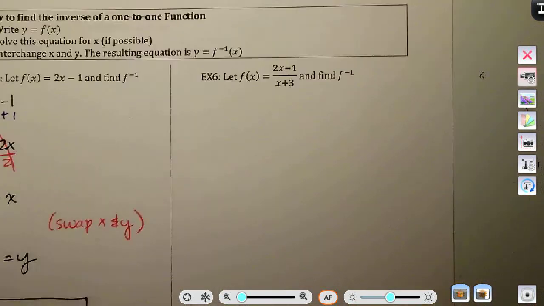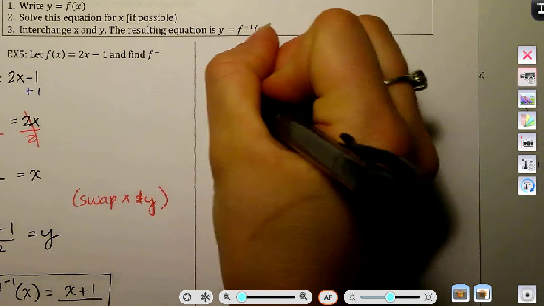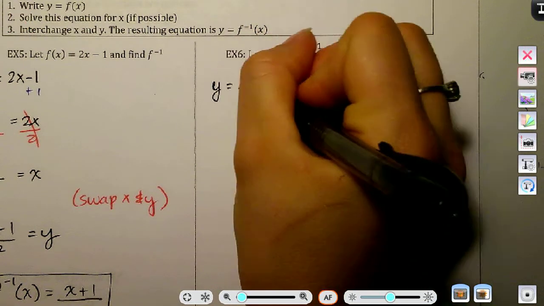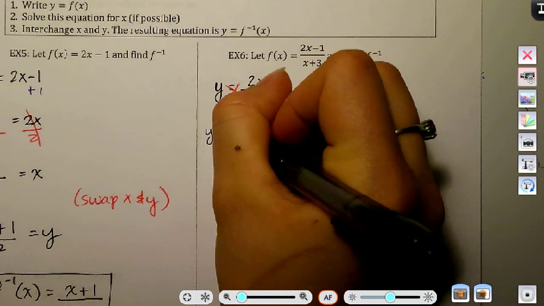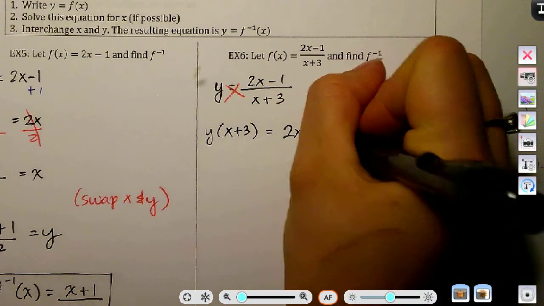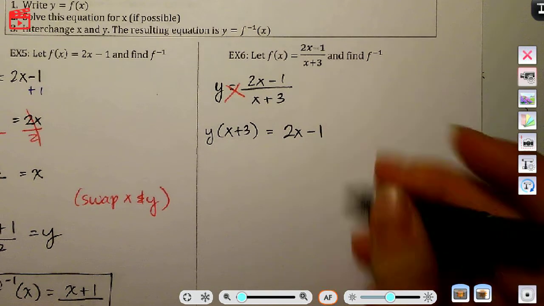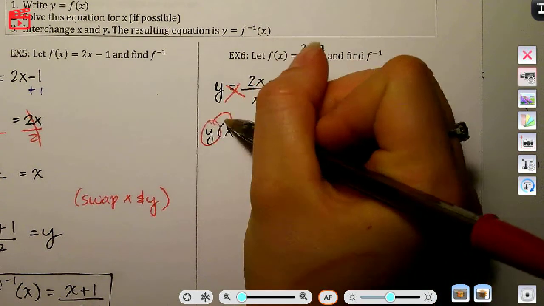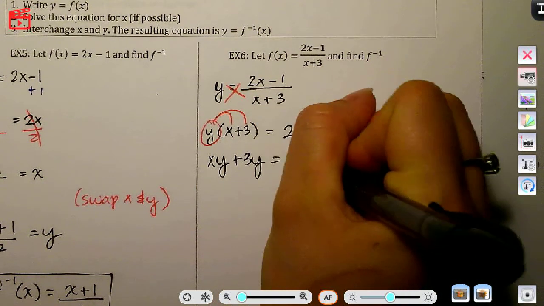All right, let's try that with this side. Find the inverse. Okay, so plan: write it y equals, and then we're going to solve for x. I'm going to get rid of the fractions first. So let's cross multiply. So that's going to be y times x plus 3 equals 2x minus 1. Let's distribute in that y. So I have xy plus 3y equals 2x minus 1.